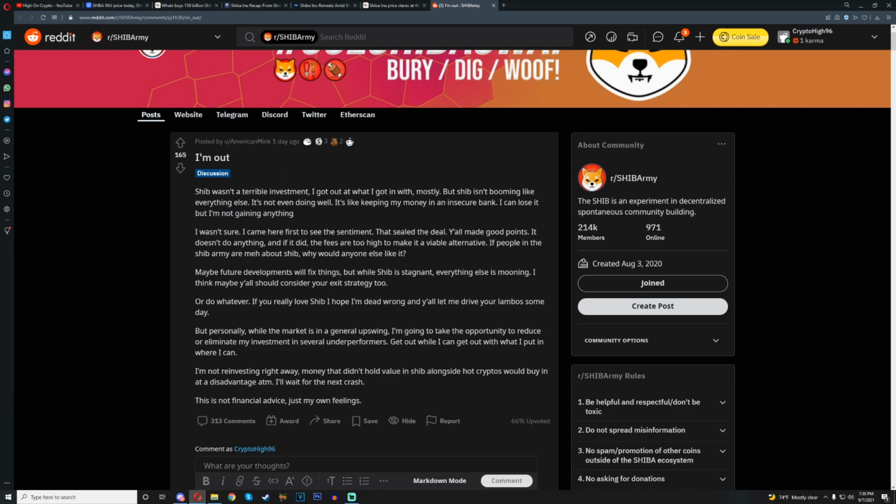SHIB wasn't a terrible investment. I got out with what I got in, mostly, but SHIB isn't booming like everything else. It's not even doing well. It's like keeping my money in an insecure bank. I can lose it, but I'm not gaining anything. I wasn't sure. I came here first to see this sentiment that sealed the deal. Y'all made good points. It doesn't do anything. And if it did, the fees are too high to make it a viable alternative.